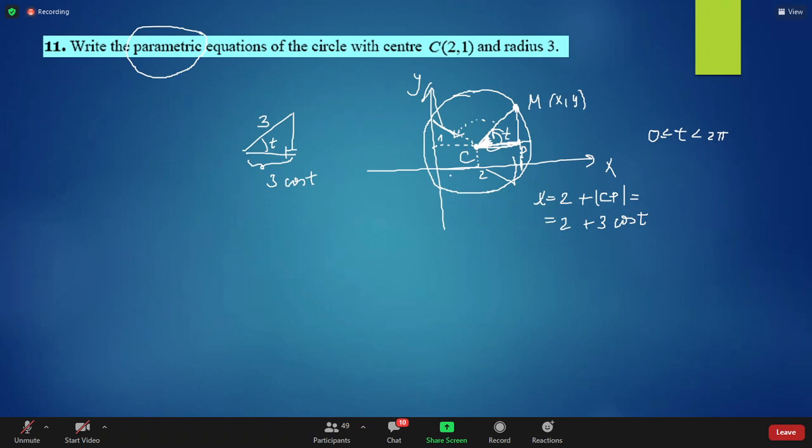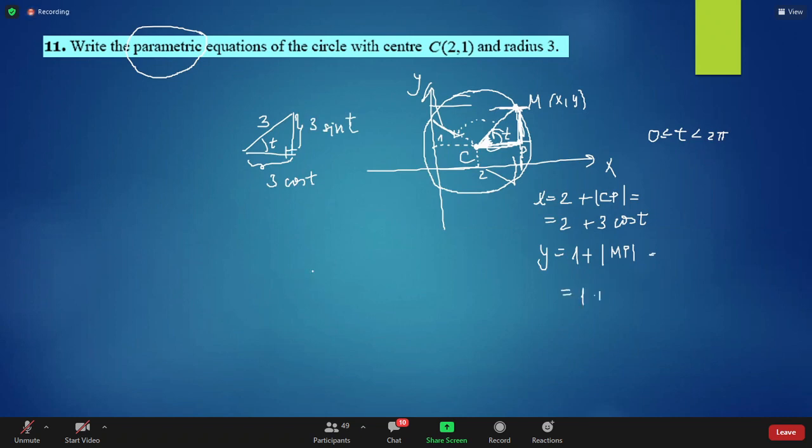And what about y? The y value of the point M would in principle be 1 plus the height of this triangle, the length of MP. And the length of MP is the opposite leg to the angle T. So that means it needs to be expressed using sine, 3 sine T. This is from school trigonometry in right triangles. So this would be 1 plus 3 sine T.